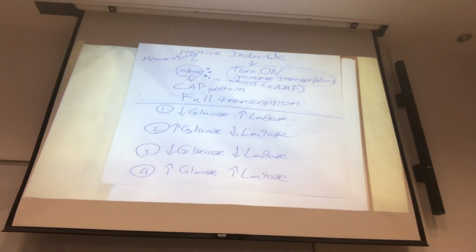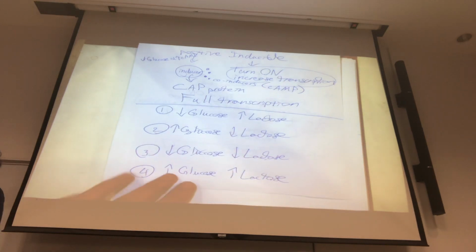Yes? So for 3, since there's less glucose, there's more cyclic AMP. So does CAP technically bind, it just doesn't have an effect? Good question. Yes, CAP would like to bind there, but it can't, because the repressor is in the way. Exactly. Without a lot of lactose, the repressor is there.